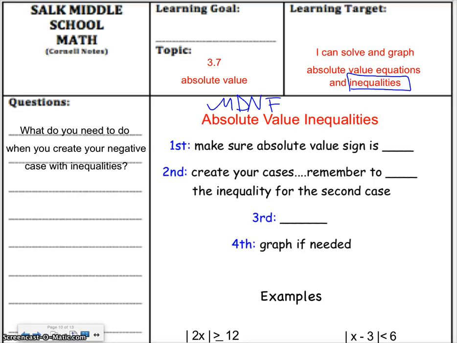So here are the steps. You've been doing the steps for like 3 days now. You've been solving absolute value equations. It's the same thing, except you have to graph your answers and there's an inequality sign. So before you do anything, you definitely want to make sure the absolute value grouping symbol is alone. That is all by itself.